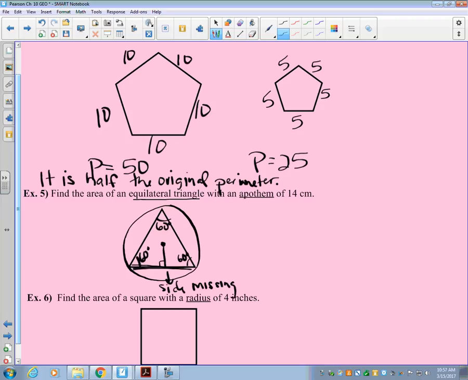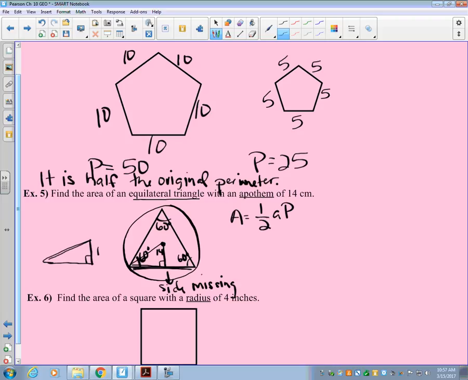Because if we use 1/2 apothem times perimeter, we have the apothem, we need to find the perimeter. So this apothem is 14. I'm going to pull this little triangle out so that you guys can kind of get a feel for how we're going to solve it.